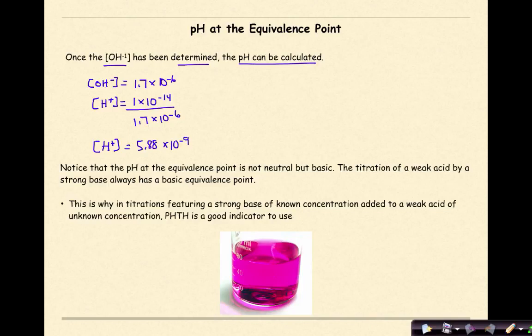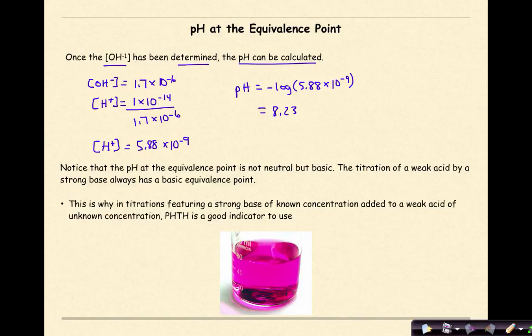So once I have that, of course, I can do pH is equal to the negative log of my hydrogen ion concentration. So 5.88 times 10 to the negative 9. And therefore my pH turns out to be 8.23. We are definitely in the realm of basic solutions.